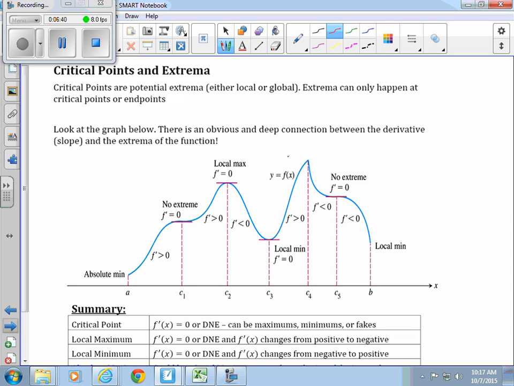So, all of those places where the derivative is 0 are potential maxes or mins. So, extrema can only happen at critical points or at endpoints, the ends of the graph. And so you can tell there's an obvious connection between the derivative and the extrema.